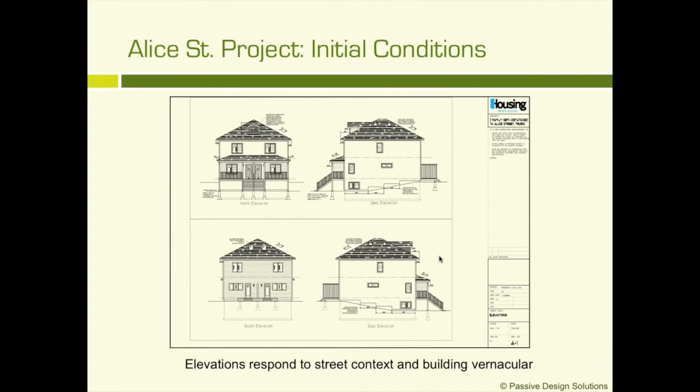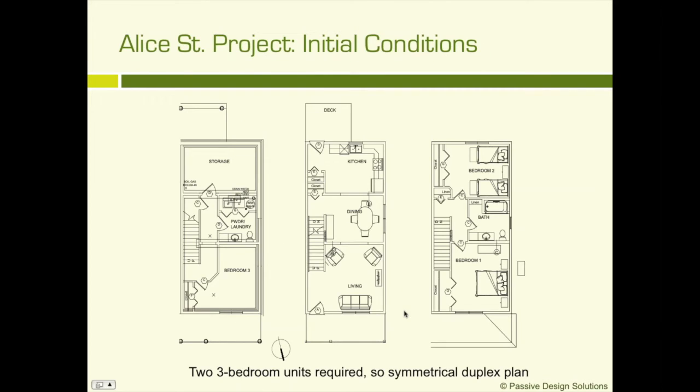The initial design responded to the street context and the building vernacular, and it was actually quite good as a compact building design. These little dormers are just false roof vents, so it's just a duplex, and it's a cube. So it should have performed quite well. There was a symmetrical plan on the duplex, fairly centralized plumbing, and a 3-bedroom unit on each side of the duplex.